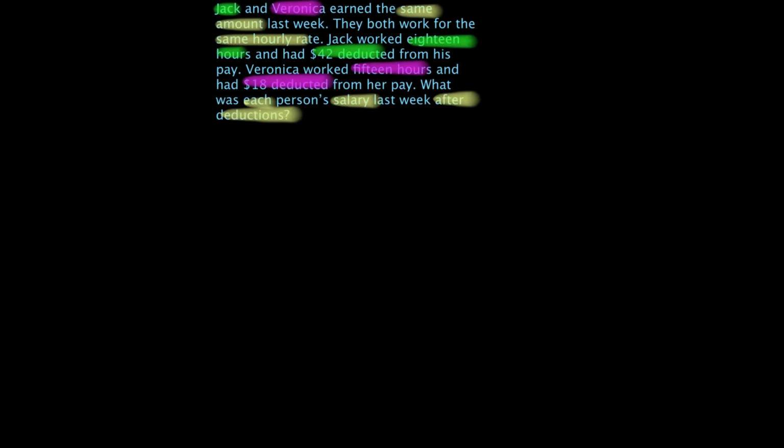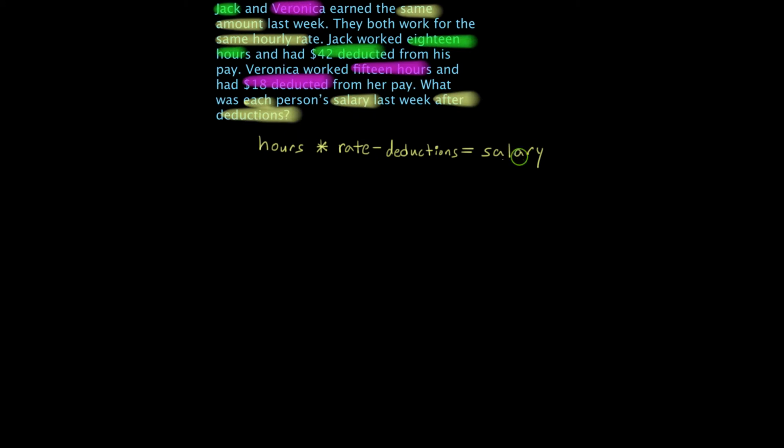So I'm going to change pens. One way to think of salary is to take the hours that are worked and multiply it by the rate or the pay that's being received. And in this case, we're going to subtract any deductions. Okay, now this information here should get us to both of their salaries.